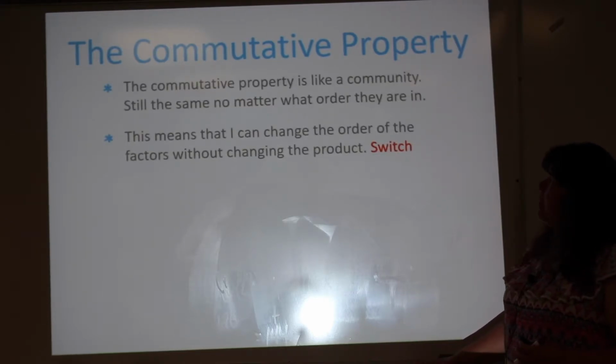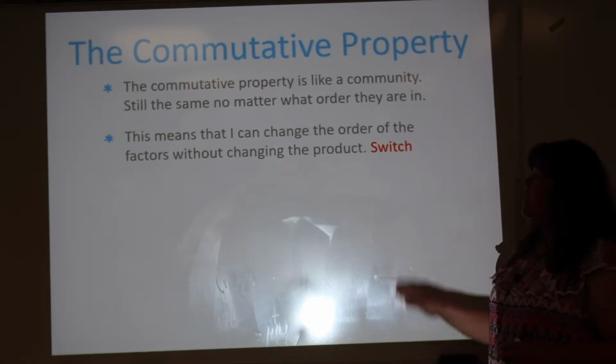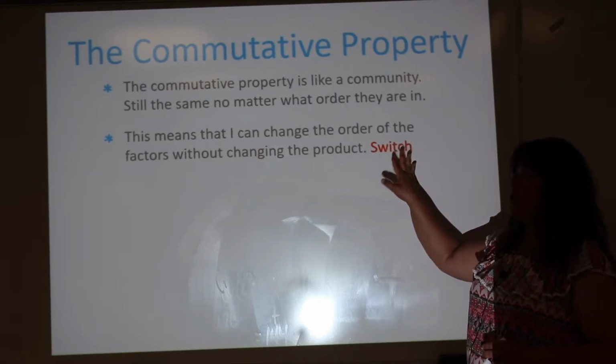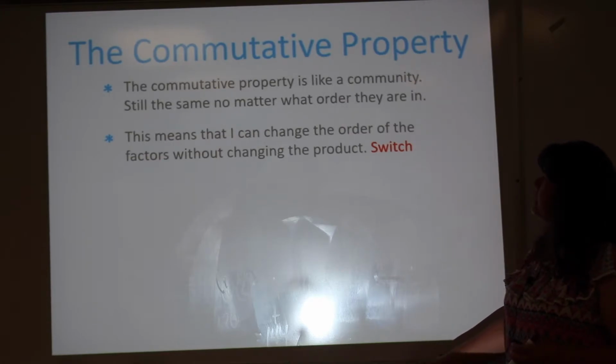The commutative property is like a community. Still the same no matter what order they're in. This means that I can change the order of the factors without changing the product. And something just to kind of remember is that you switch. You're just switching the order. That's all you're doing, you switch.